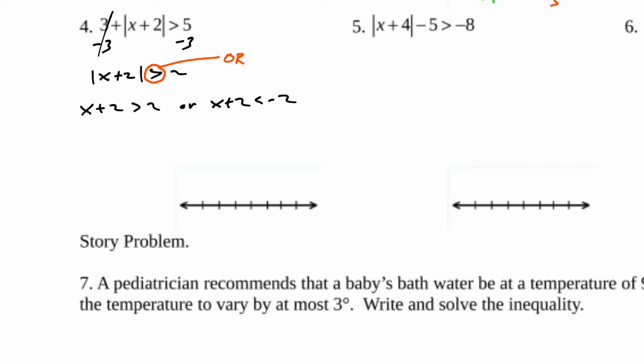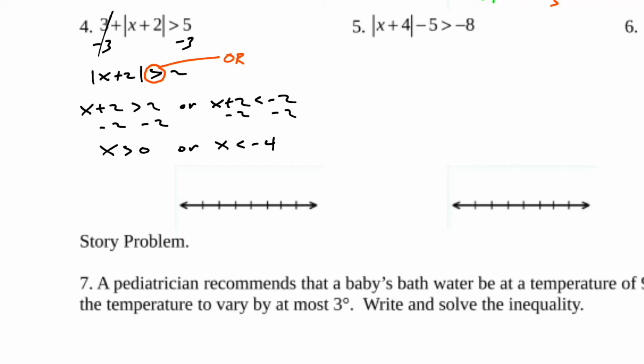So on the left inequality, we're going to subtract 2 on both sides, and we're going to get x is greater than 0, or on the right inequality, we're going to subtract 2 on both sides, and we're going to get x is less than -2, take away 2 more is -4. All right, let's graph these.